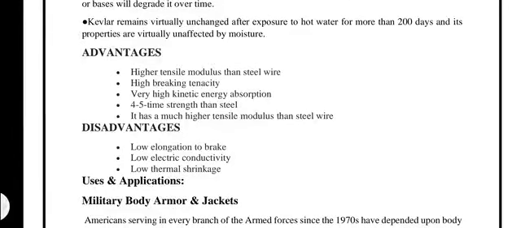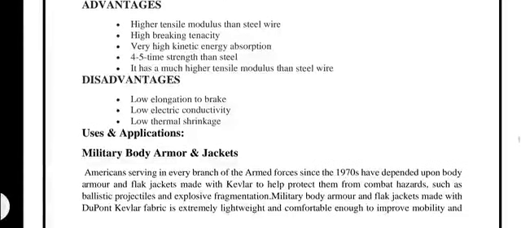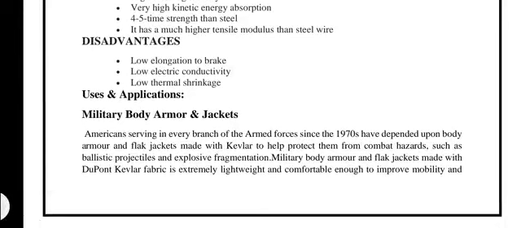Kevlar remains virtually unchanged after exposure to hot water for more than 200 days, and its properties are virtually unaffected by moisture. There are some advantages of Kevlar. It has a higher tensile modulus than steel wire, high breaking tenacity, very high kinetic energy absorption, and 4 to 5 times the strength of steel. But there are also some disadvantages related to Kevlar, and they are low elongation to break, low elastic conductivity, low electric conductivity, and low thermal shrinkage.